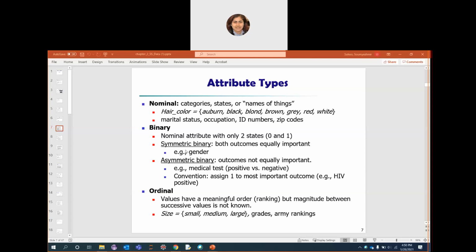Then the next type is ordinal. Here in ordinal, there should be a proper order or ranking of magnitude. So let's say size, or let's say you have grades or army rankings. So you have grades, right? Like A, B, C, D. If there are different grades and there is a proper ordering, you have a range of points available for each grade, correct? Where you follow a specific order, that is your ordinal.